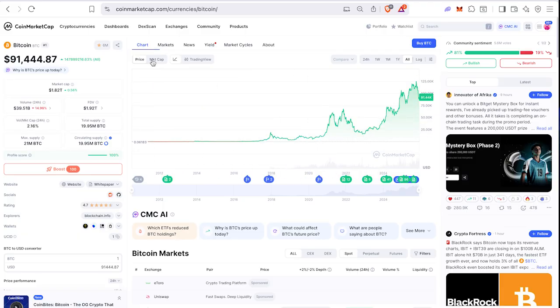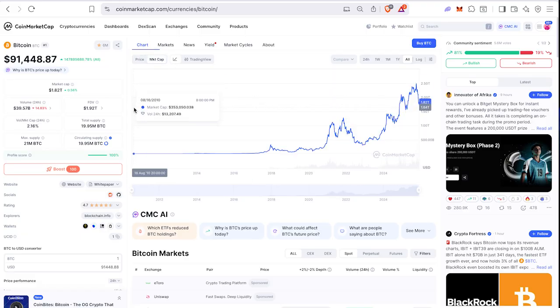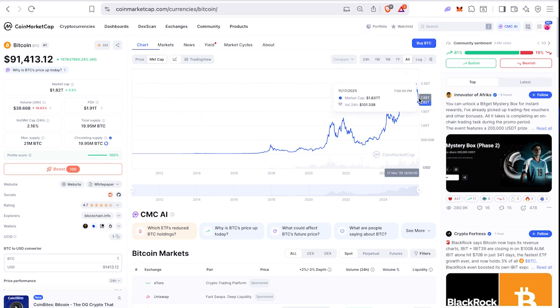And then if you go up here to the left, you can see the market cap tab, and it shows you pretty much the entire value of the entire project instead of looking at it from a price perspective. So back then the entire project was worth only $216,000 US dollars. Fast forward to today and it's worth about $1.8 trillion. So you do the math on that, that's a crazy return.